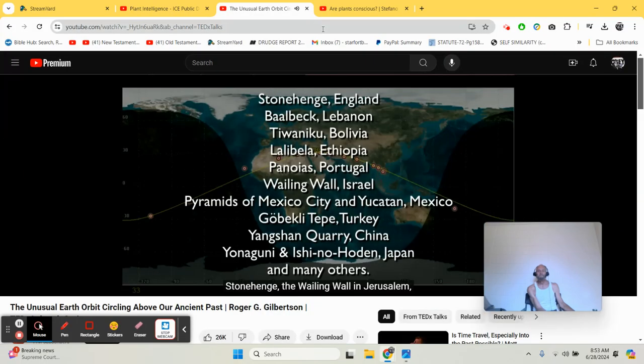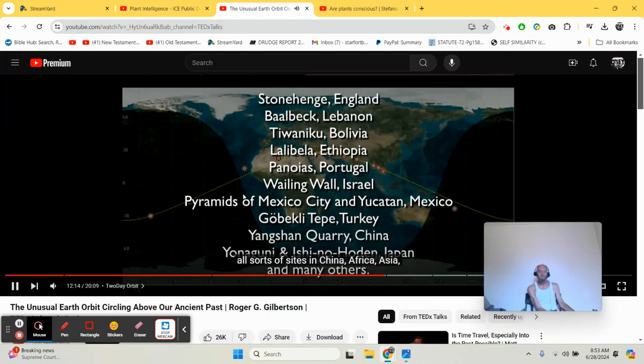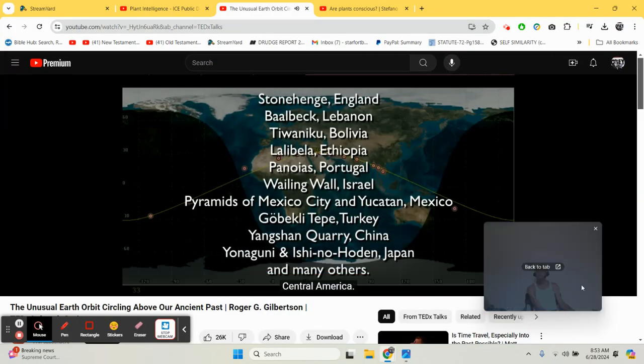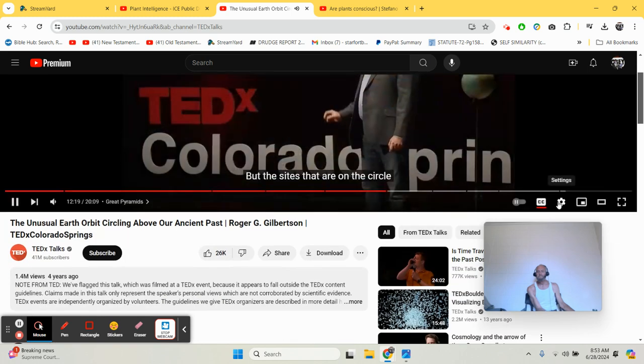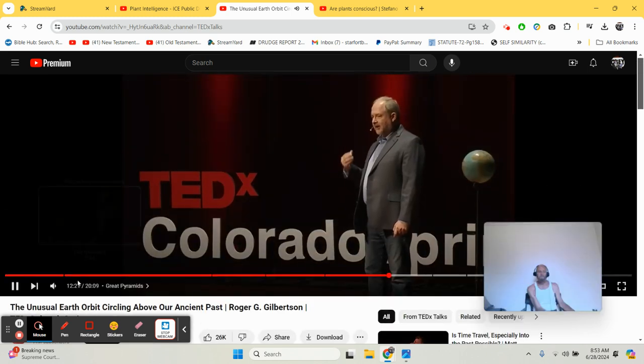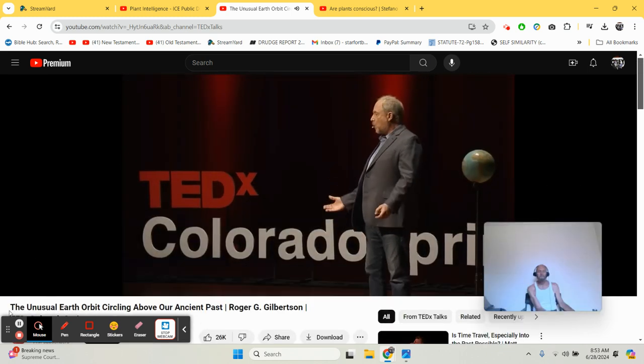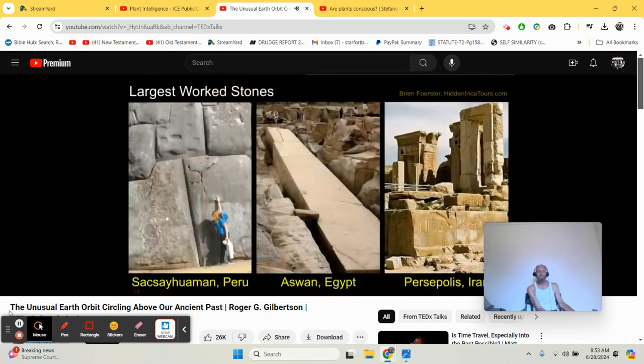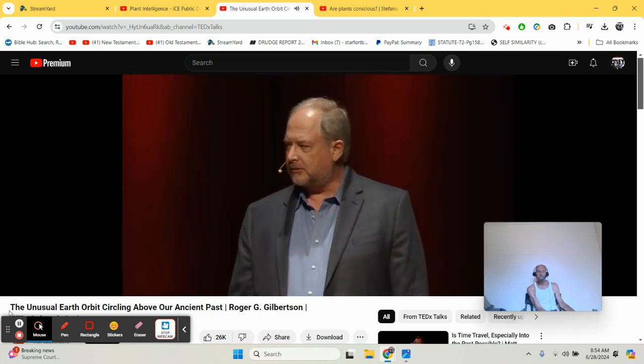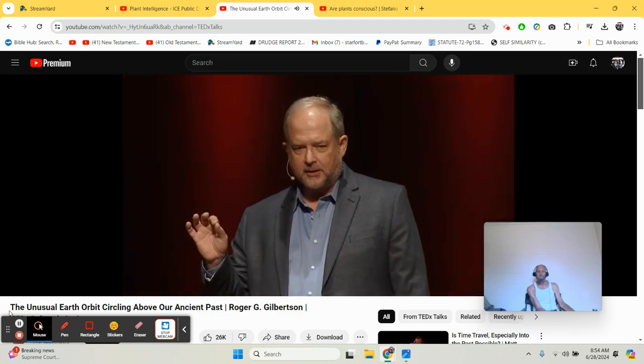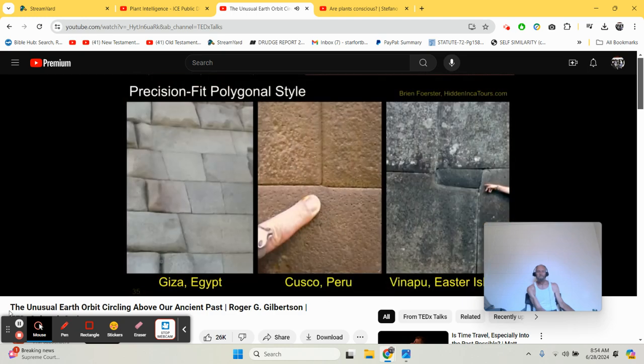Stonehenge, the Wailing Wall in Jerusalem, all sorts of sites in China, Africa, Asia, Central America. But the sites that are on the circle have a lot of things in common. One, they have some of the largest stonework humans have ever done. Huge blocks that we wouldn't realistically try to move today. Two, the style of the stonework is precisely cut. They fit together. You cannot fit a knife blade in between some of these rocks.